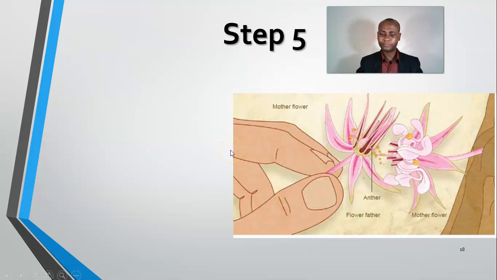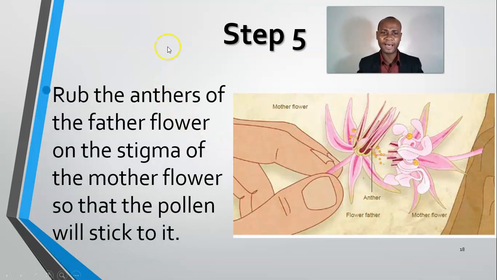Number five: rub the anthers of the father flower on the stigma of the mother flower so that the pollen will stick to it. As you can see here, this is the father flower and this is the mother flower. So you are rubbing the pollen here on the stigma.